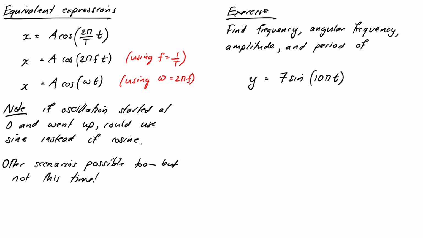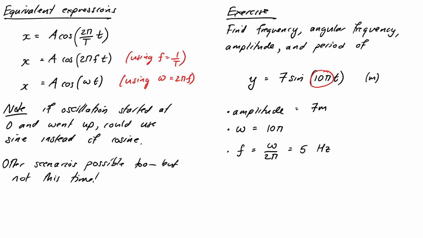All right, so let's read the values off. We can get the amplitude by just reading off the number in front. So the amplitude is 7. The angular frequency, that's the next easiest one to get, because it's just the number in front of t. So the angular frequency omega is equal to 10 pi. Then the frequency, well, we just divide the angular frequency by 2 pi, which gives us that f is equal to 5 hertz. Frequency is 5 hertz. And finally, the period, which is 1 over f, must be 0.2 seconds.